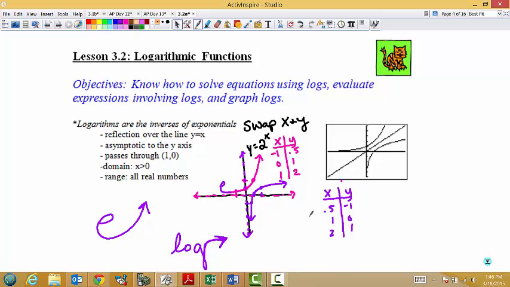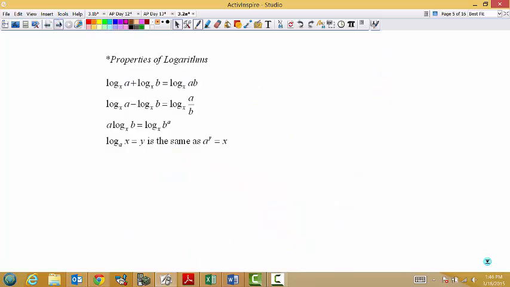Okay. The domain for a log is x is greater than 0, and the range is all real numbers. Because if we think about the domain and range for an exponent, the domain of an exponent was all real numbers, and the range was y is greater than 0. Well, if you swap x and y, you also just swap the domain and range. Okay, now let's look at some properties of logs.